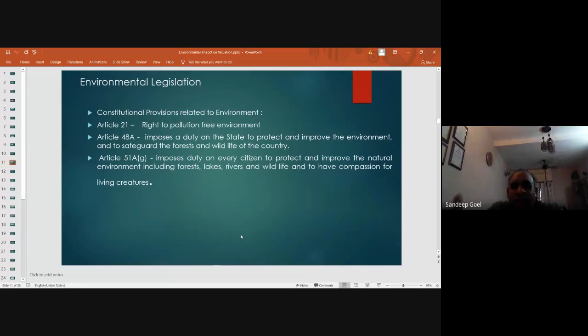An examiner can ask you in the examination which articles provide constitutional provisions for the protection of environment. He will give you three options. He may give you Article 21, Article 22, 29, or 50. You must know these are the three articles in which constitutional provisions are given for protection of environment in India. Clear?